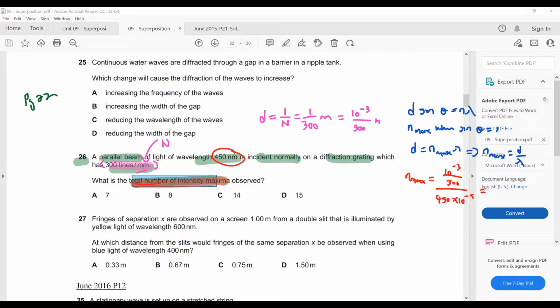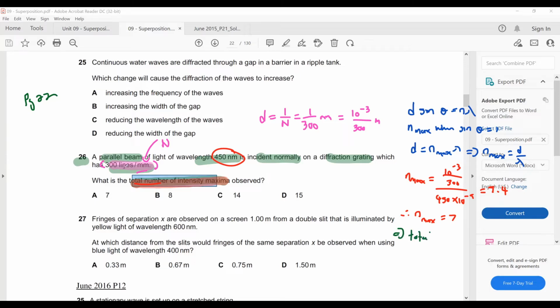Wait, sorry. Minus 3 divided by 300 divided by 450 divided by 10 power minus 9. You're going to get 7.4. Okay, but you need to round it down. Therefore, n max is 7. This is the maximum order number.